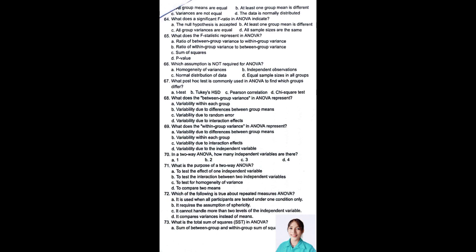Then we have test E, Pearson product moment correlation. Number 81 is, what does the Pearson correlation coefficient measure? It measures the strength and direction of a linear relationship between two variables. Number 82 is, what is the range of the Pearson correlation coefficient? It ranges from -1 to +1. So that's in option B.